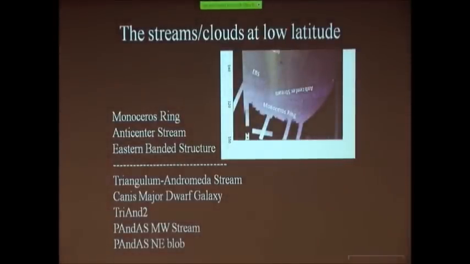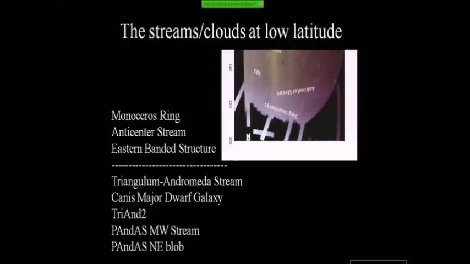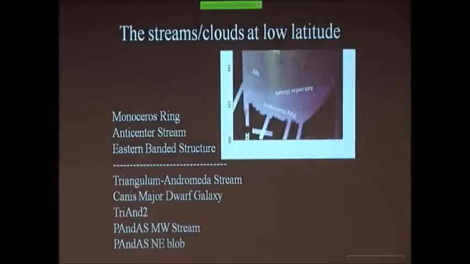So the streams or clouds that have been discovered and named near the plane of the Milky Way: in the north we have the Monoceros Ring, the Anticenter stream, which is this right here, which may or may not be related to the Monoceros Ring, and the Eastern Banded structure, which is over here. These are all at the same distance, right? So they're near each other, but have a different structure. And in the south, there's the Triangulum-Andromeda stream, the Canis Major Dwarf Galaxy, Triangulum 2, the Pan-STARRS Milky Way stream, and the Pan-STARRS Northeast Blob.